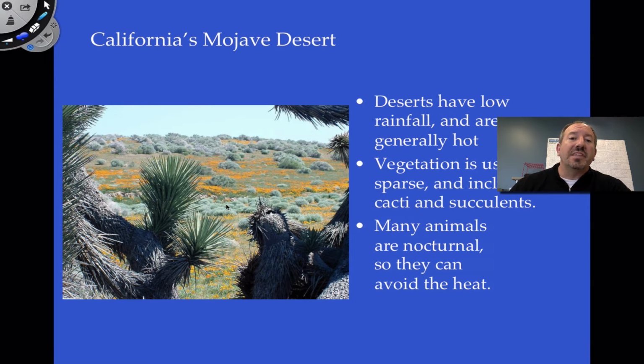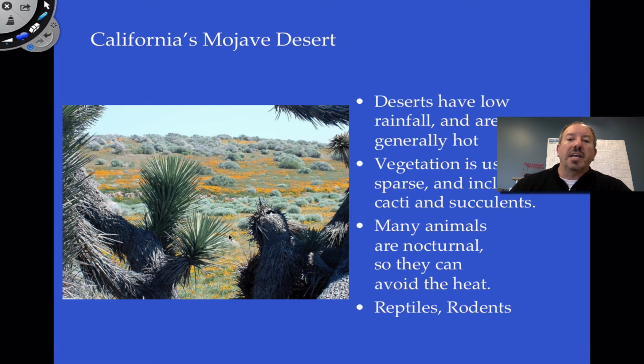And most of the animals in there are nocturnal, meaning that they're active at night. That's important. If you come out during the day, it's kind of dangerous. You could get eaten, for one thing, if you're a rodent or whatever. But more importantly, it's just too hot. So at nighttime, there's a lot of animal activity because they're trying to avoid the heat.